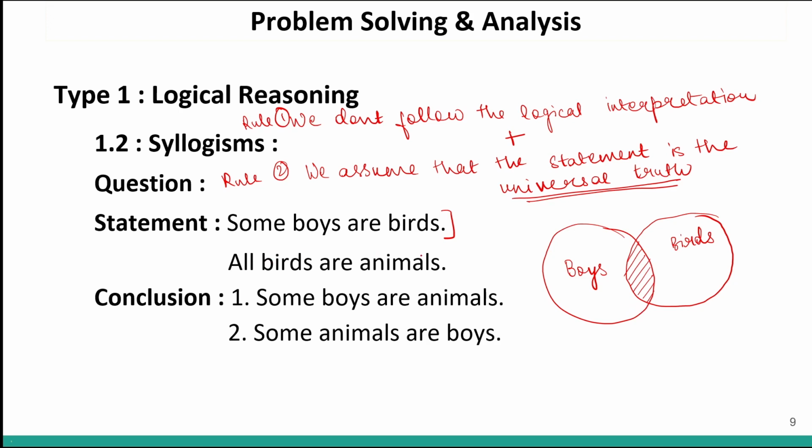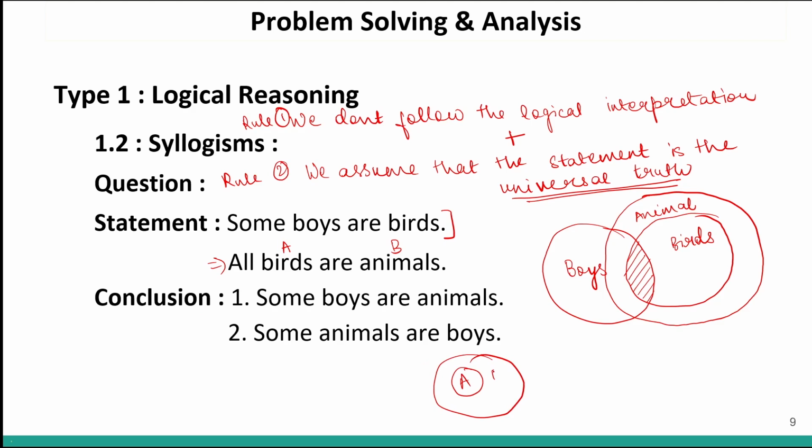Moving on to the next statement. All birds are animals. So again, let's say this is A and B. All A is B. All birds are animals. That means that this will be my animal, because all birds are part of animal. This is given in option number 2. All A are B. Correct? This is how we represent. This is definitely true.